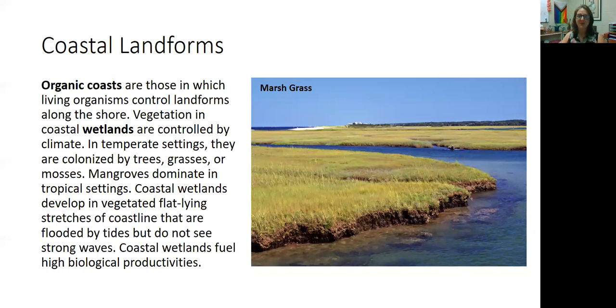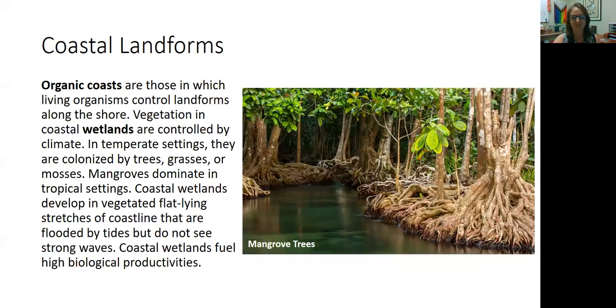We also have very organic coasts, meaning that there's just a lot of organic material here. We've got marsh grass, we've got vegetation, we've got vegetated wetlands, right? Trees, mosses. We don't have mangroves here, but a lot of places have mangroves, right? So they're going to be the trees that grow in that intertidal zone. So we call them the organic coasts because there's just a lot of highly productive biological ecosystems.